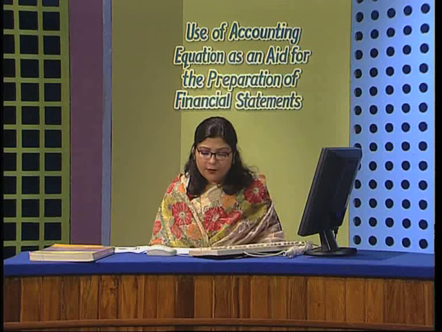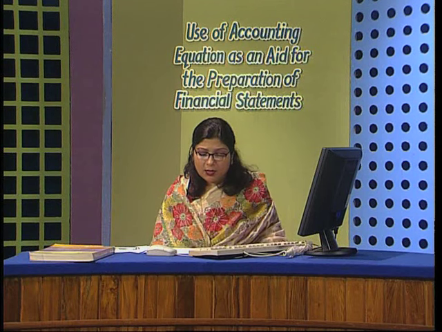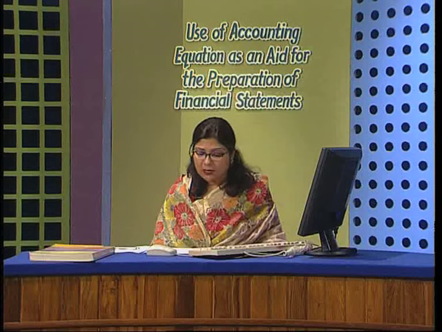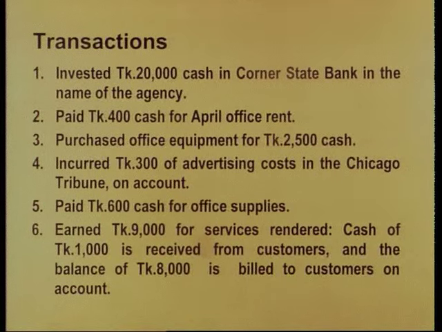Now, one by one, we will consider the transactions and we will try to see how these transactions will affect the accounting equation. On April 1st, Laura Sill established the Sill Travel Agency. The transactions are, number one, invested taka 20,000 cash in Corner State Bank in the name of the agency.